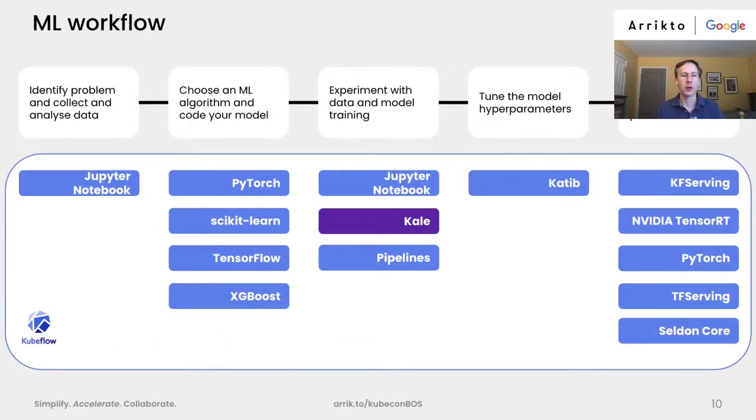All right, let's walk through the workflow we're going to discuss in more detail today. The first step is in the Jupyter Notebook itself, which is available in the Kubeflow environment. In this notebook, you're going to start with identifying the problem and some data exploration and analysis. Next, you choose an algorithm and code your model. The next step is experimentation and model training. We're going to tune the model parameters, and then finally, we'll be able to serve it. And that will take us all the way through the key steps of the process.